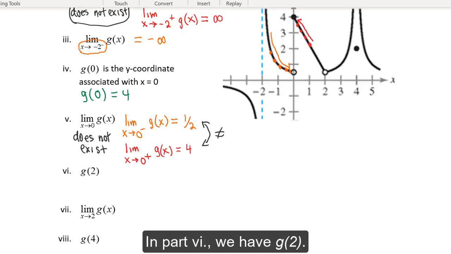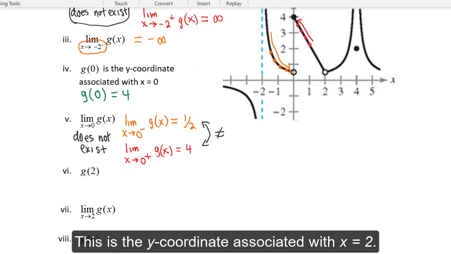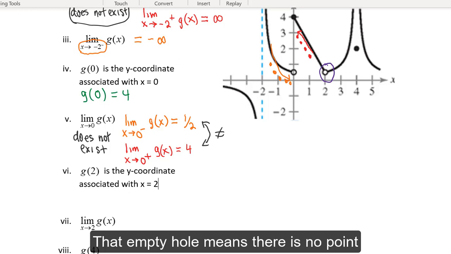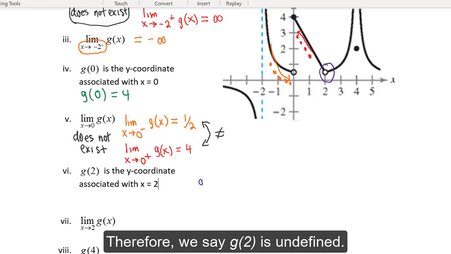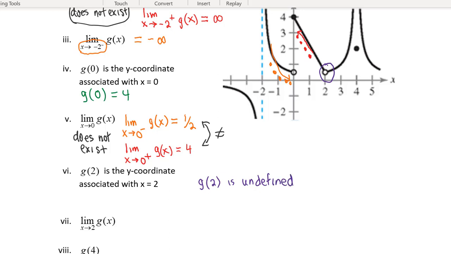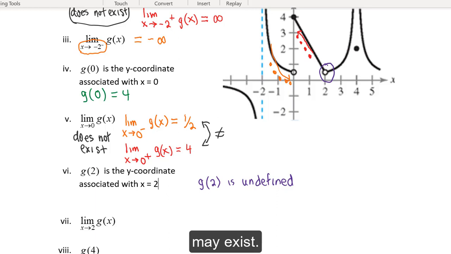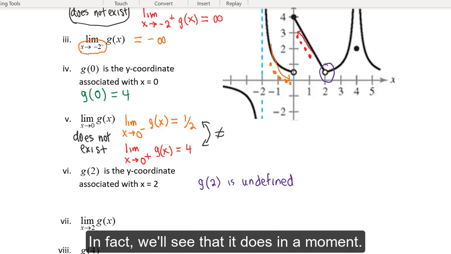In part 6, we have g of 2. This is the y-coordinate associated with x equals 2. Here's where we are looking. That empty hole means there is no point on the graph whose x-coordinate is 2. Therefore we say g of 2 is undefined. Now although g of 2 is undefined, the limit as x goes to 2 of g of x, which we will look at in part 7, may exist. In fact, we'll see that it does in a moment.